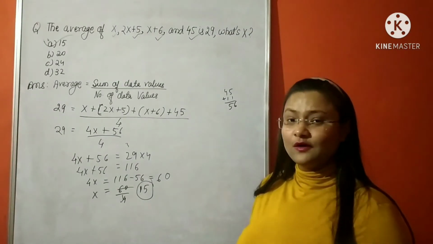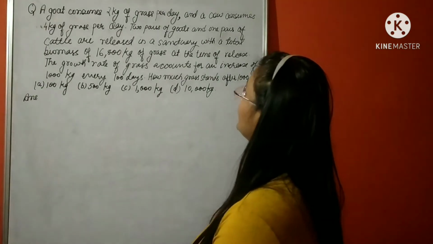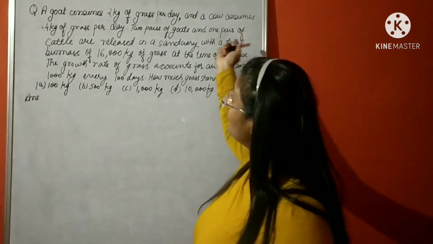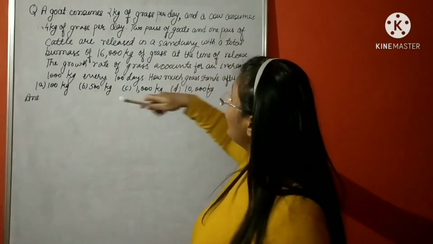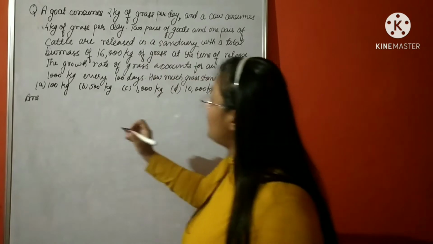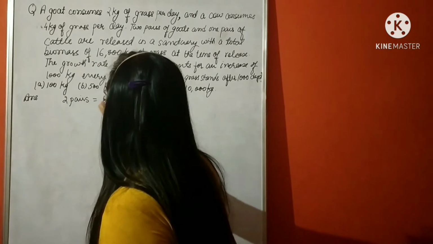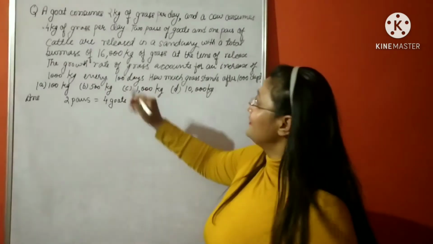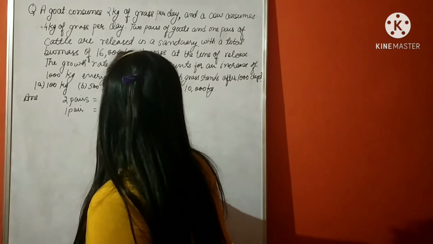So this was one of the questions. One of the questions in the general ability part was this. A goat consumes 2 kg of grass per day and a cow consumes 4 kg of grass per day. 2 pairs of goats and 1 pair of cattle are released in a sanctuary. So 2 pairs of goats means 4 goats, and 1 pair of cattle means 2 cattle.